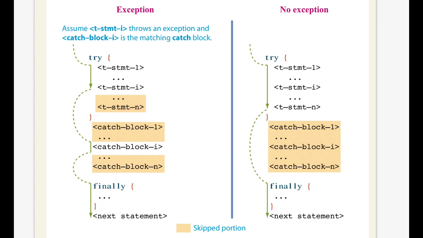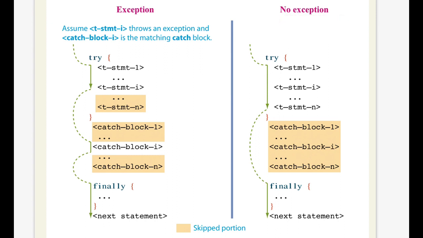Now the matching catch block is catch block i. So this catch block i part is going to be executed for the exception generated here. Now the rest of the catch blocks are not going to be executed. Once this catch block part is complete, the control comes to the finally block, because the finally block is always executed.